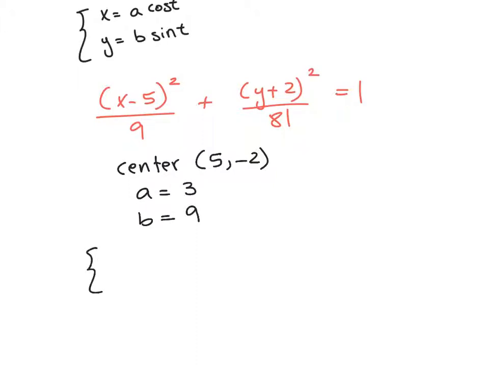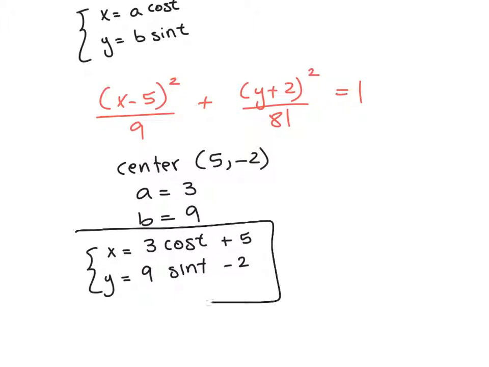So then, if I want to write down the parametric equation, x is equal to a cosine t plus 5, which is the x value of the center, and y is equal to the b value sine t plus the y value of the center, which is negative 2. So see how this is shifted to the right 5, so we add 5, and down 2, so we subtract 2. And that's the parametric equation of the ellipse.